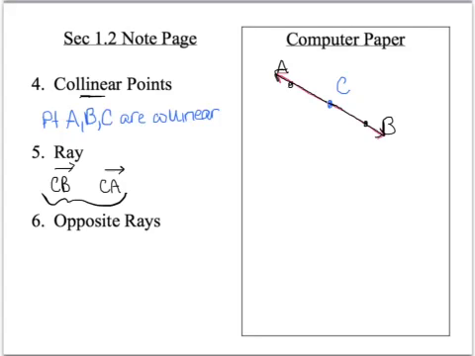Now, opposite rays are this same example right here. Opposite rays are going to be rays that have the same endpoint and go in opposite directions. So for instance, ray CB and ray CA are opposite rays. Both of those start at point C, but one goes through A while the other goes through B. They're going in opposite directions. And just a quick note, make sure that your symbol for ray, right here, always points to the right, even though the picture of the ray may not.